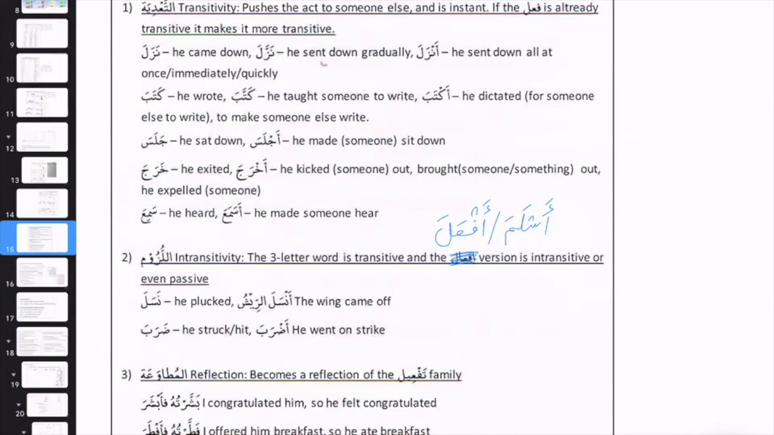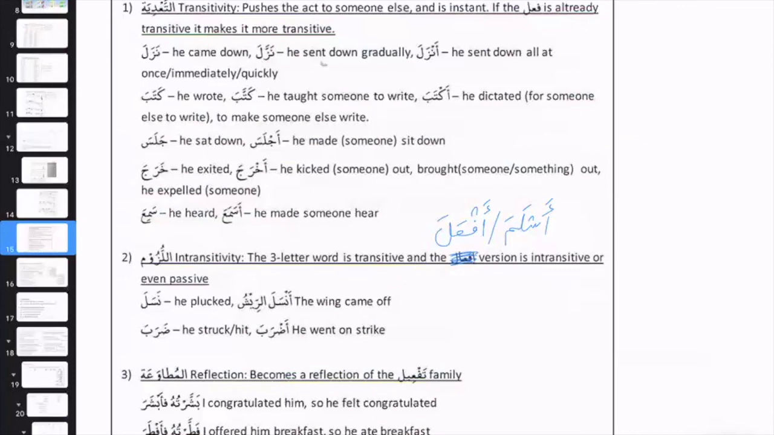Number 3, mutawa'ata means reflection. It becomes a reflection of the bab taf'il. So, bashartuhu fa'abshara. Bashartuhu, I congratulated him. Fa'abshara, so he felt congratulated. So that is kind of mirror reflection, right? Because he congratulated, now he is feeling congratulated. So mirror effect can happen in this family.